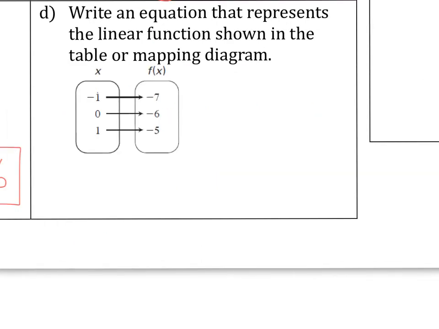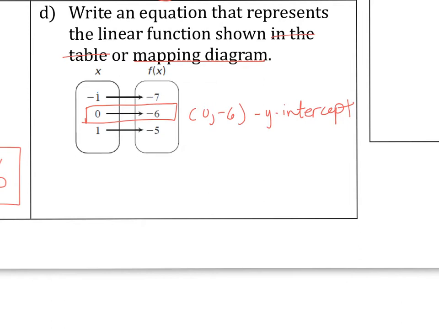Now for part D, write an equation that represents the linear function shown in the table or mapping diagram. Well, here I have a mapping diagram, so you can ignore this part. As you can see, this point would be 0, negative 6. So this would naturally become my y-intercept. I don't have to calculate my y-intercept anymore. I only need to calculate my slope.